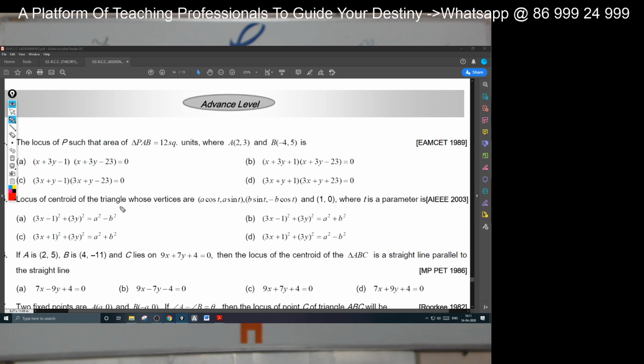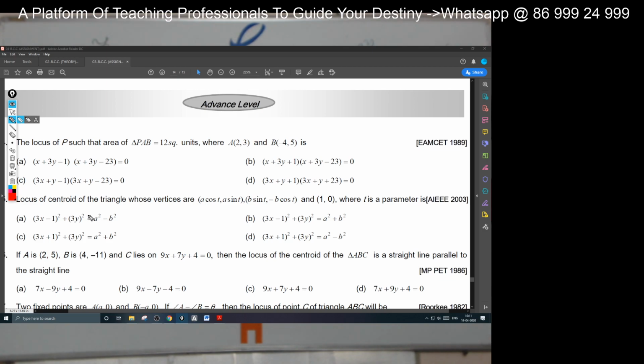Now coming to the next one, locus of the center of the triangle whose vertices are a cos t, b sin t minus b cos t and 1 comma 0, where t is a parameter. This is also a good question. Elimination concept here. Here also elimination concept. So let us take locus of centroid.